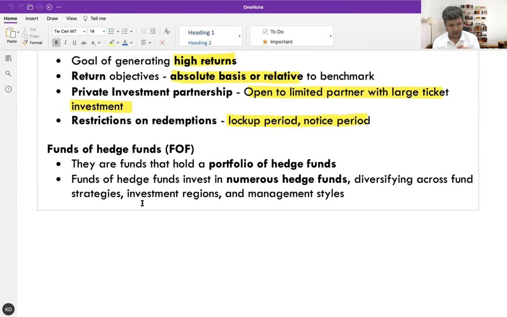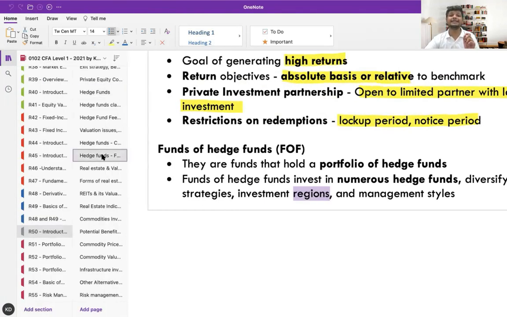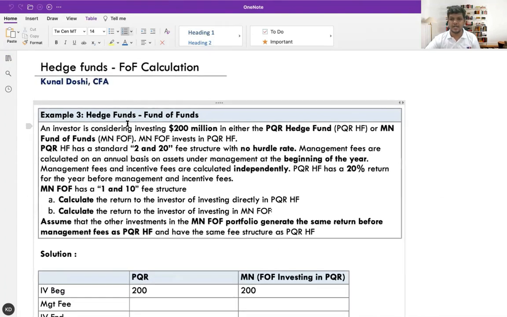Correct? But then there is a problem. What? Can you recollect? Double fees. Why? Because you'll have to pay the fees to the fund of funds also, and the fund of funds will pay fees on your behalf to the investments where they invest, right? So are you getting my point? If you invest in a fund of funds, you get diversification, but it comes at a cost that you'll be paying twice the fees. Your fees will be high. Are you getting it, everyone? Clear? Yes. We will be discussing what happens in a fund of funds.